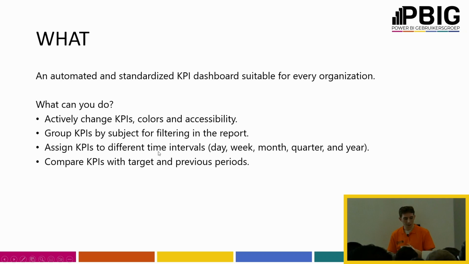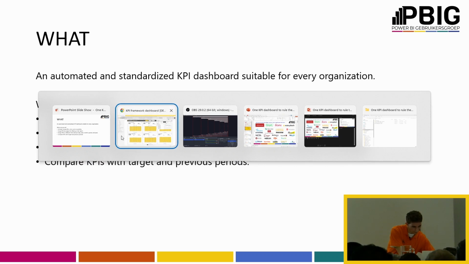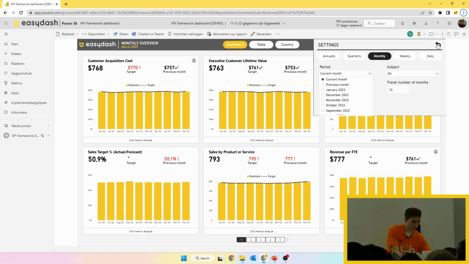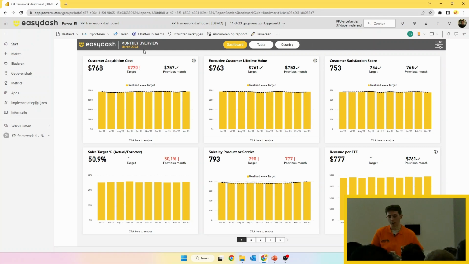Okay, now compare KPIs with target and previous period. You already saw those. We have comparative values next to the KPIs. And then you can have a target next to it or a previous month. If you don't have a target, you will get that dash. And you can also assign colors to it in the colors input list.